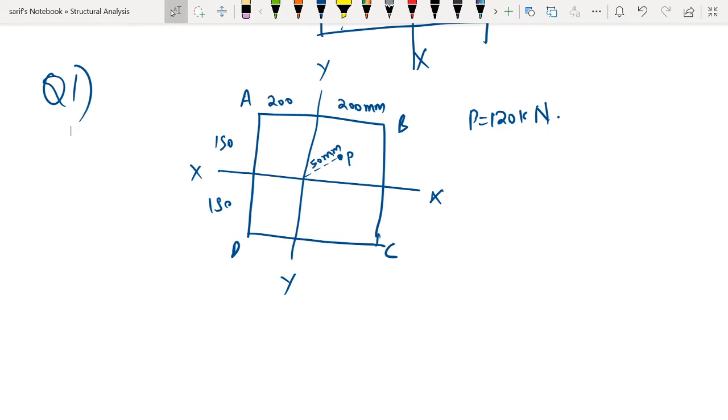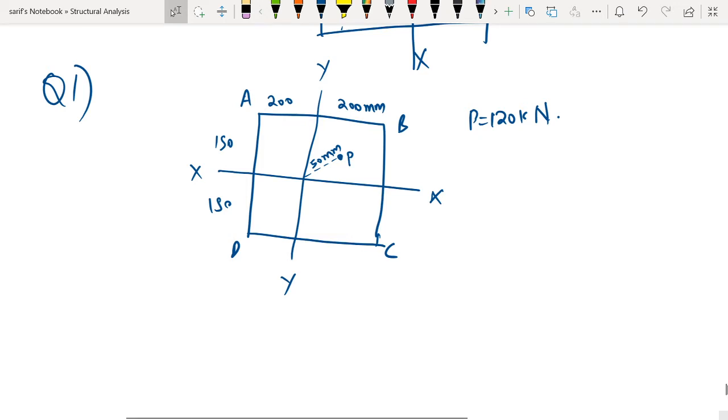We are continuing with the analysis of short columns. So we are dealing with direct as well as bending stresses on short columns. Here we are going to do a numerical related to the concepts that we learned yesterday. We have a rectangular cross section 400 mm by 150 mm by 300 mm, and there is a load 120 kilonewton acting at a radial distance 50 mm from the point.